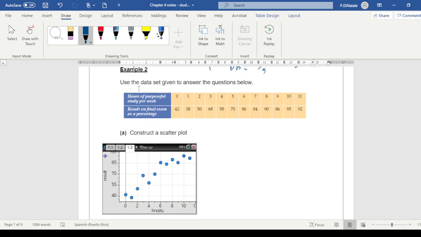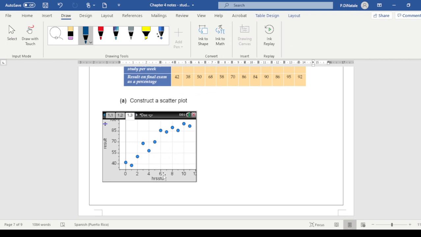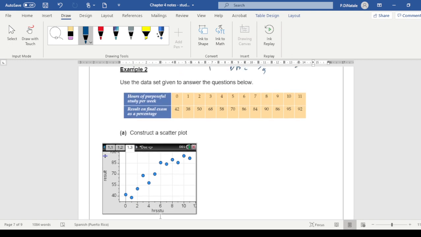Example 2 says use the data set given to answer the questions below. So there's my data, and I've done this scatter plot on the calculator, and I've just pasted it in. So there's the scatter plot. You can see I labeled this hours studied down here, hours of study, and this is the result. So there's my x and there's my y.